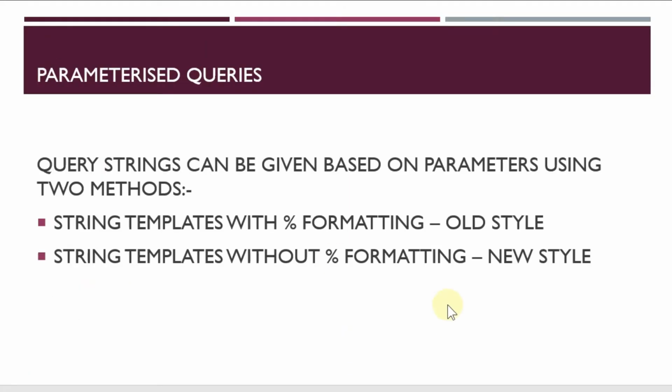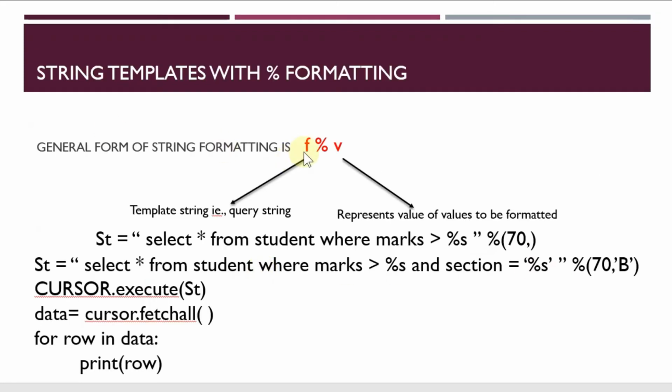The formatting techniques which are available are by making use of the parameterized query. Suppose I need to select from the table some particular element depending upon some parameter. In that case, we need to make use of percentage formatting, which is the old style of formatting, and another one is without percentage formatting. We'll be making use of the dot format function, which is the new style of formatting. Here the formatting structure is in this way: f percentage v. F represents the query string itself, and v represents the values which we are going to put in this place, which will be substituted in the string.